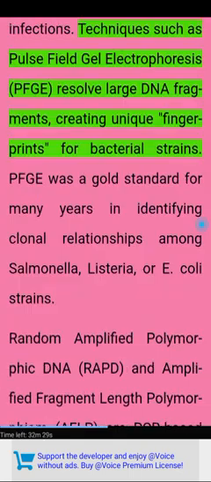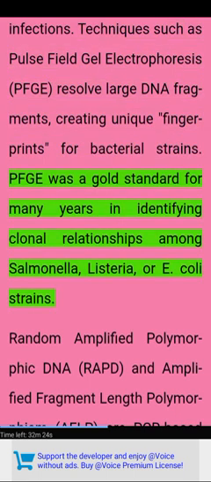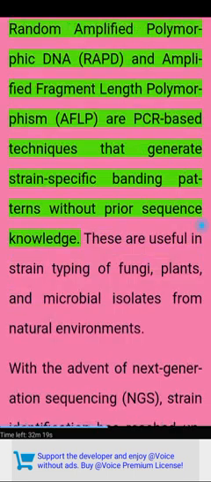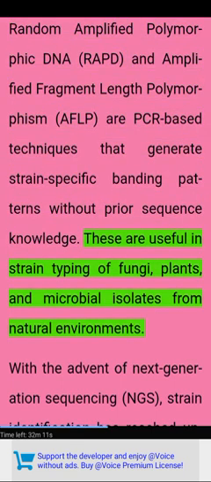infections. Techniques such as pulsed-field gel electrophoresis (PFGE) resolve large DNA fragments, creating unique fingerprints for bacterial strains. PFGE was a gold standard for many years in identifying clonal relationships among Salmonella, Listeria, or E. coli strains. Random amplified polymorphic DNA (RAPD) and amplified fragment length polymorphism (AFLP) are PCR-based techniques that generate strain-specific banding patterns without prior sequence knowledge. These are useful in strain typing of fungi, plants, and microbial isolates from natural environments.